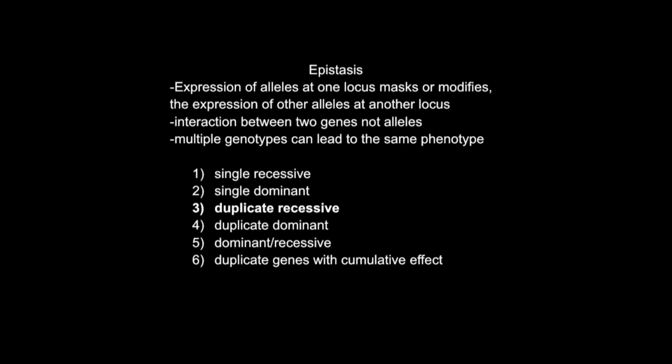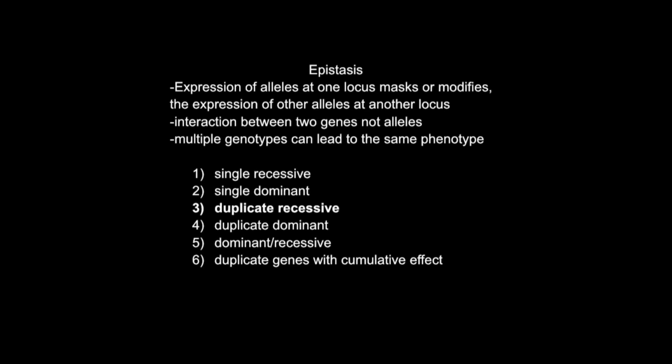Epistasis is the expression of alleles at one locus that mask or modify the expression of another allele at another locus. Now, it's important to note that these interactions are between two different genes and not alleles, and that multiple genotypes can lead to the same phenotype. There are 6 different kinds of epistasis.